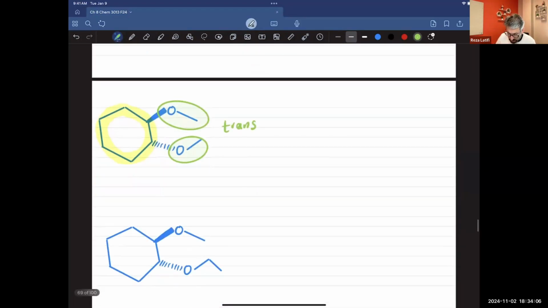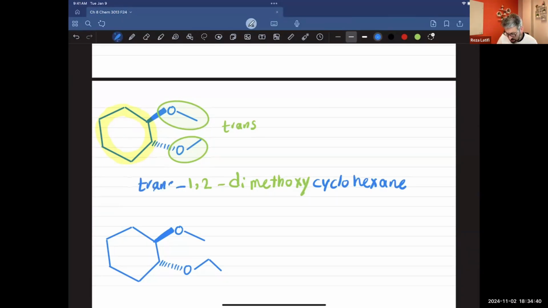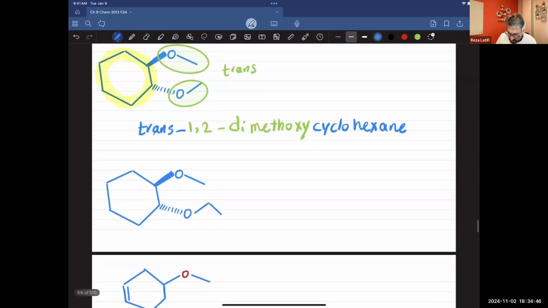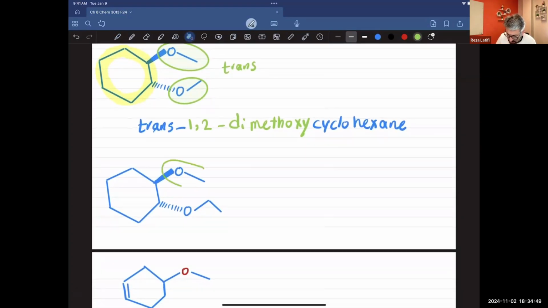So on the first and the second one, I have methoxy groups. So 1 and 2, I go dimethoxy. Okay, 1 and 2 dimethoxy. Next, I have cyclohexane, so I go cyclohexane. I want to say that their position is trans. So right at the beginning, I would say trans 1 and 2 dimethoxy cyclohexane.